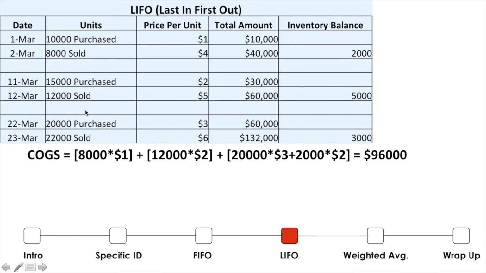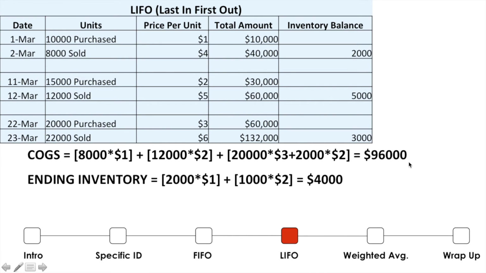And then it gets carried over once again, and then we sell 22,000 units. And of this 22,000, we do 20,000 times $3, because these are the final units that are purchased, plus 2,000 times $2, where this 2,000 is the last 2,000 of the 3,000 that was left over. So that gives us a total COGS of $96,000.